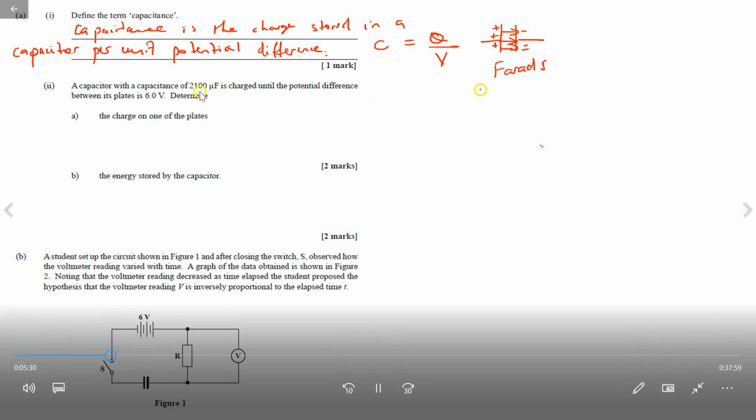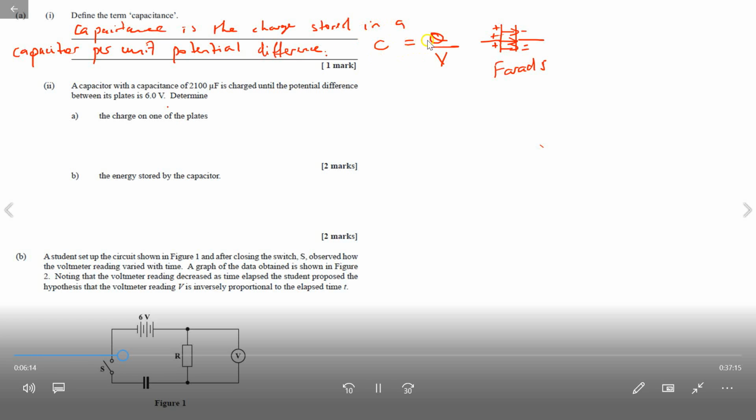Now, a very important thing to note is that when they give you the capacitance here, you have to factor in the micro that is attached to the unit, because micro is not the unit for capacitance. Farad is the unit. So when we use the formula here to find the charge, you have to take into consideration the micro. And we know that micro means times 10 to the minus 6.